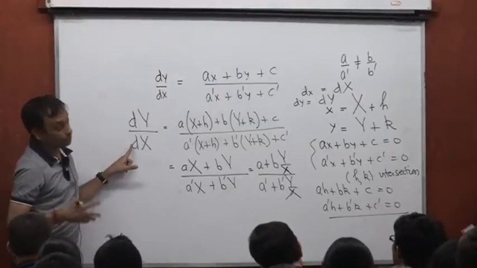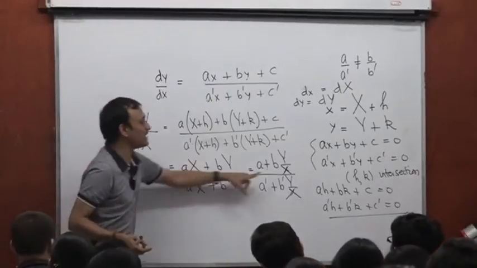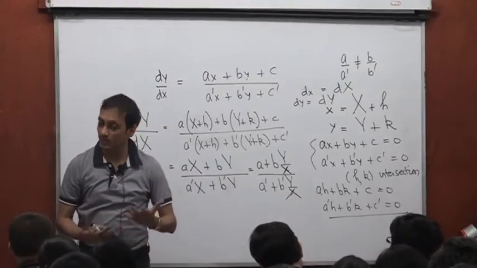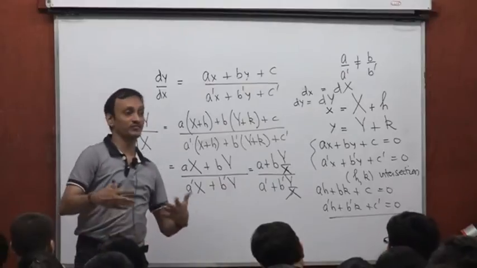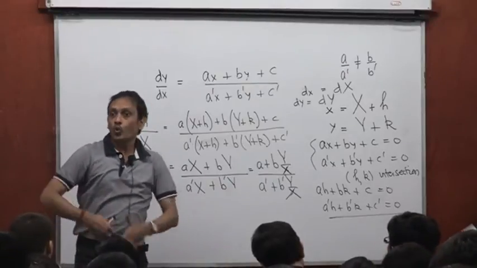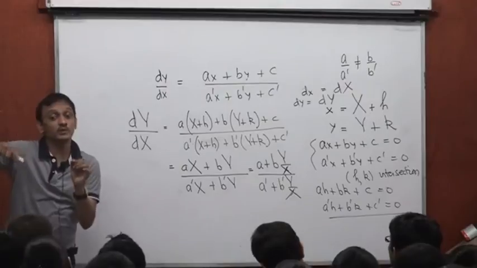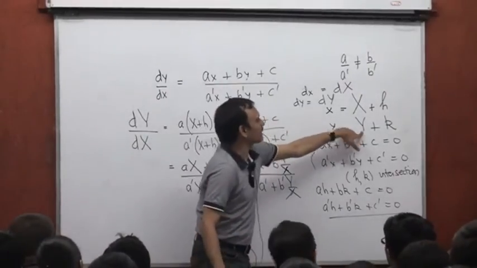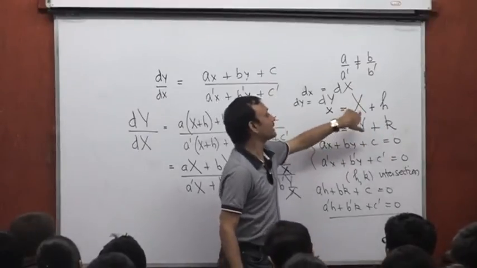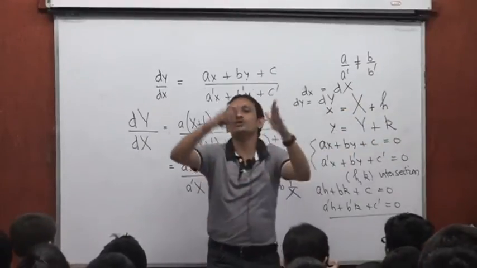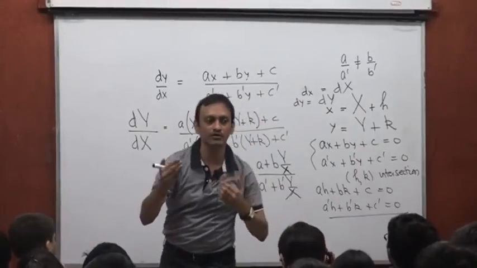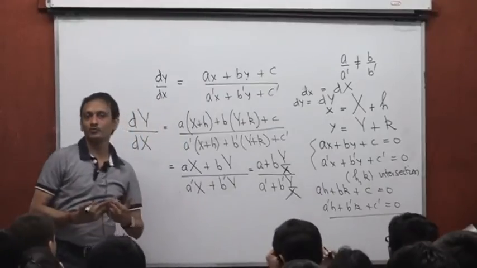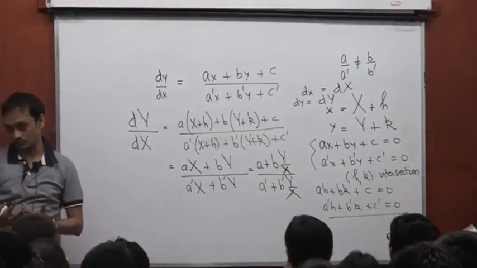What form is it? Homogeneous form. So I can take Y by X as some v and solve the differential equation. What is it that I arrive at? A relationship between capital Y and capital X, and then eventually I can replace the capital Y by small y minus k and capital X by small x minus h in the final solution. So I would get a relationship between small x and small y.